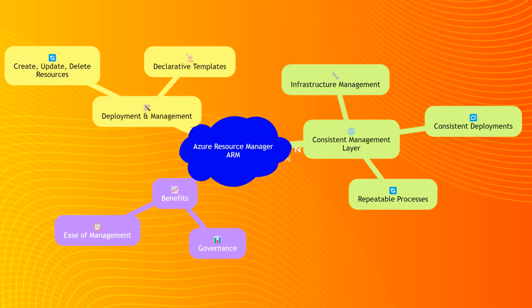Azure Resource Manager, ARM, is the deployment and management service for Azure. It provides a consistent management layer that enables you to create, update, and delete resources in your Azure account. ARM allows you to manage your infrastructure through declarative templates, which define the resources and configurations needed for your applications. This approach ensures that your deployments are consistent and repeatable, making it easier to manage and govern your Azure resources.